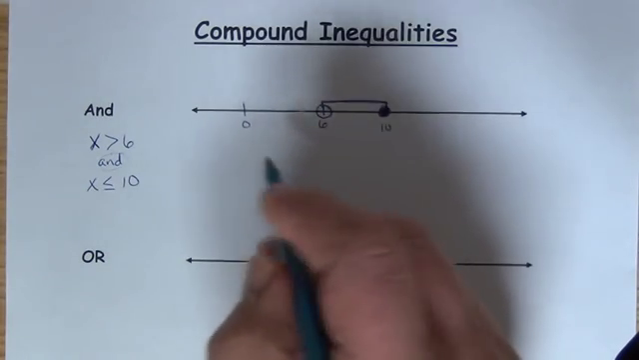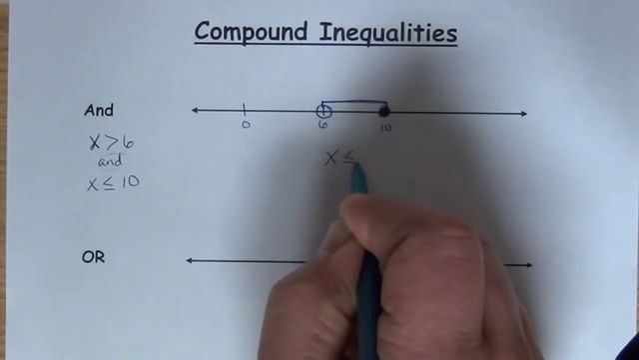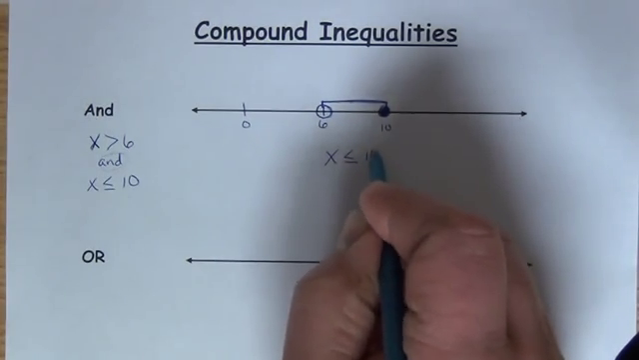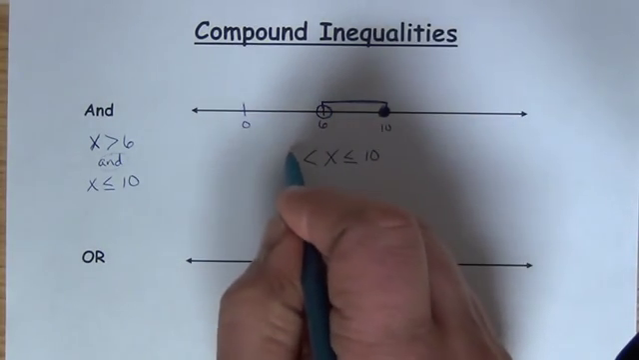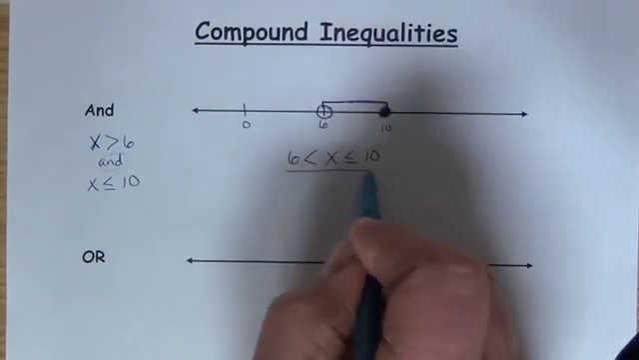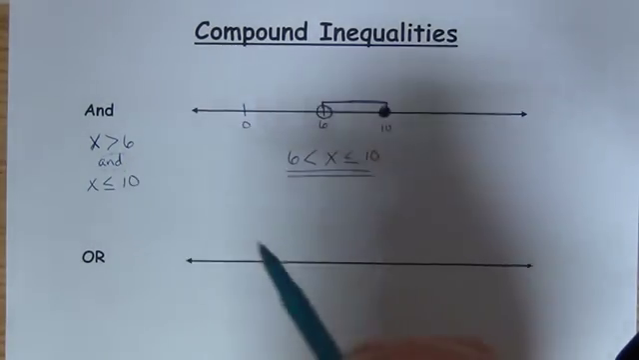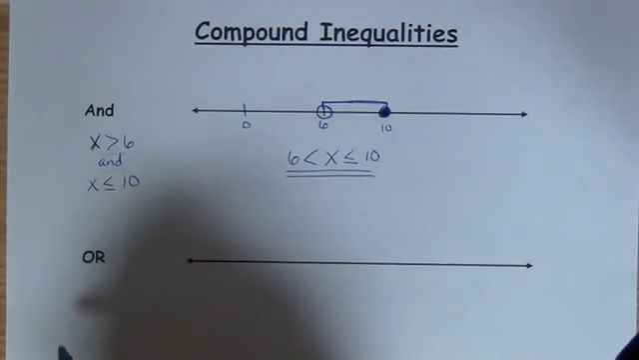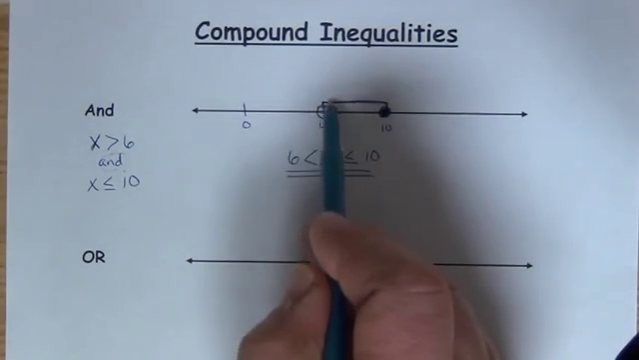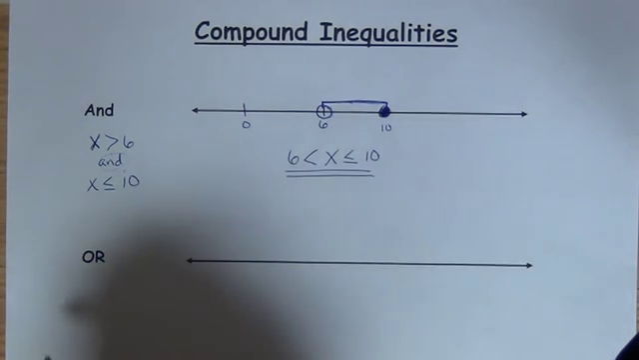And with and compound inequalities, we can write them as one inequality. So I'm looking for numbers that are smaller than or equal to 10 and at the same time bigger than 6. So here's an example of a compound inequality joined by the word and. The second type of compound inequality we like to look at are or. And or statements are different. They won't describe an interval. They'll describe different directions on the number line.